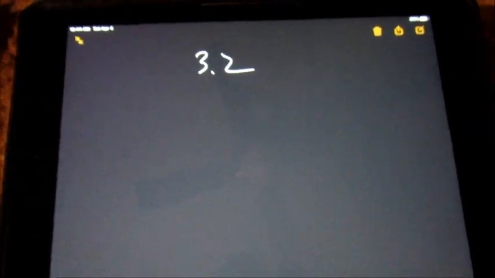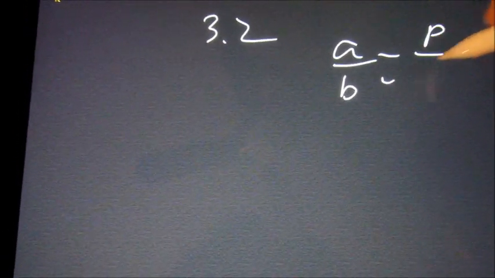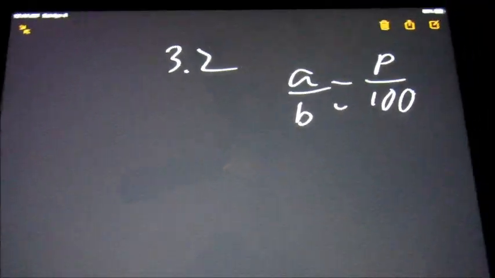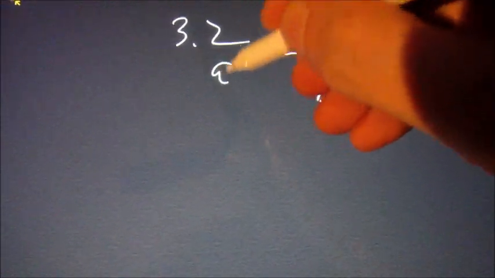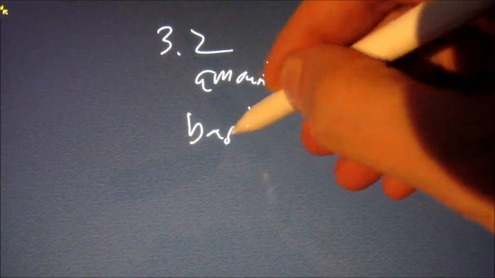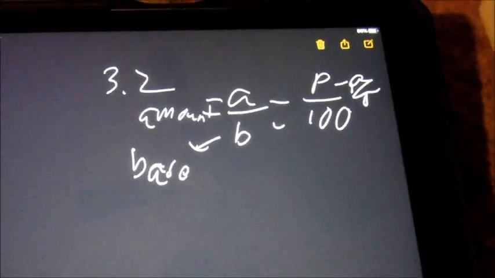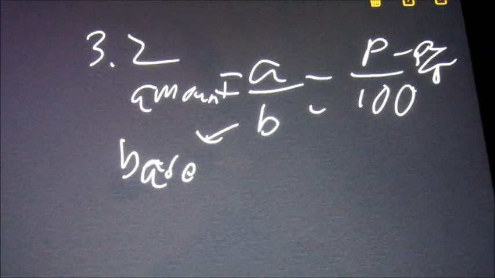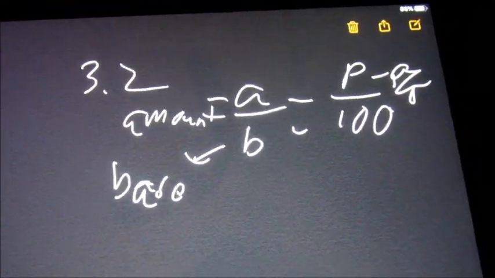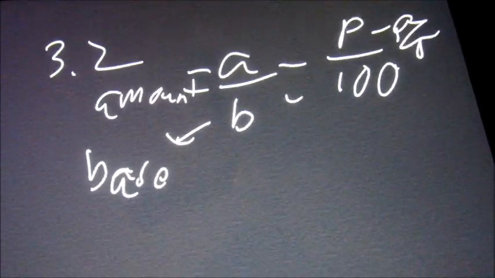3.2 is all about percentages. So one way that you can do percentages is to always put everything in A over B equals P over 100. A is the amount, B is the base, and P is the percent. If you do everything like this and just turn it into a fraction, usually it makes it a little bit easier, because what you'll just do is cross multiply.